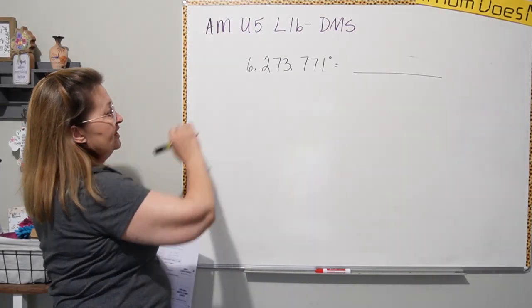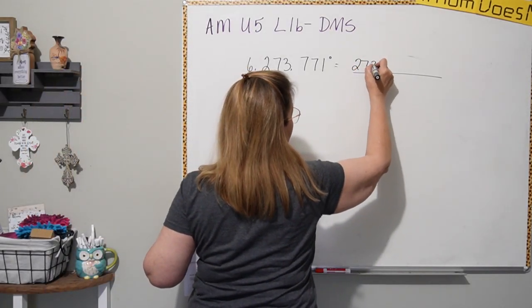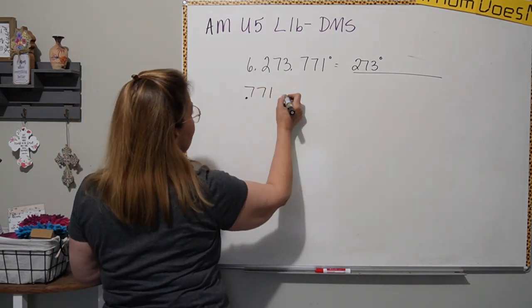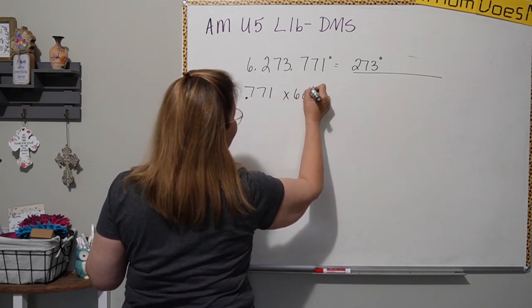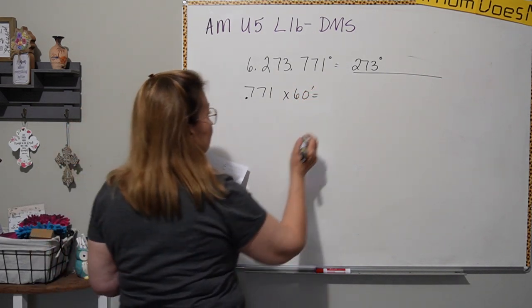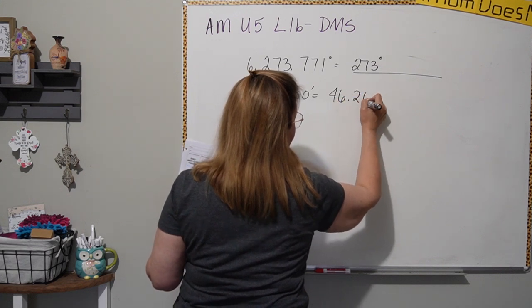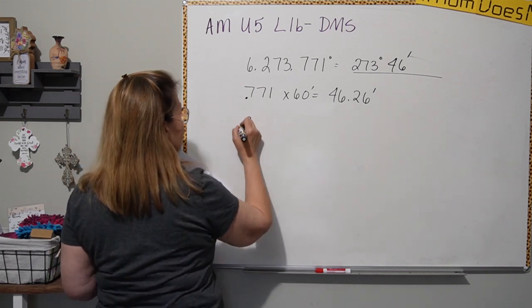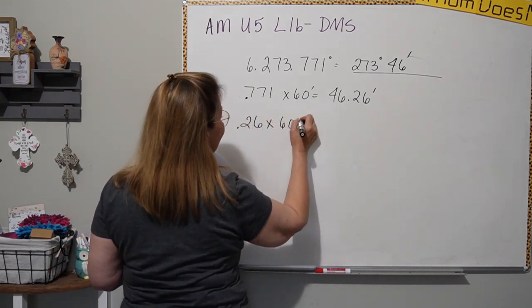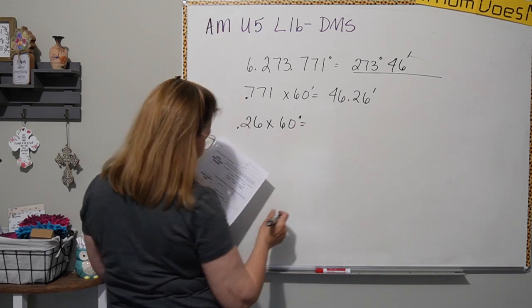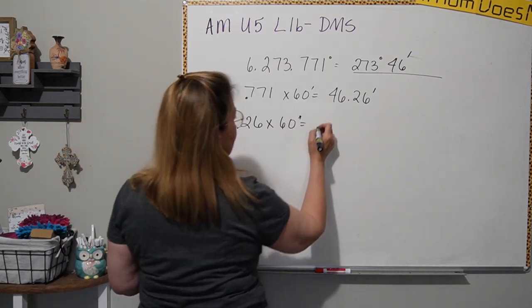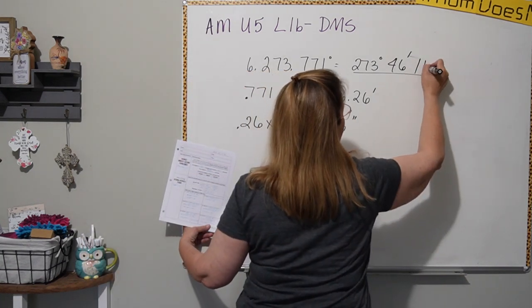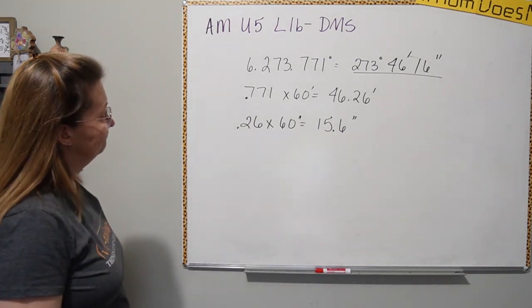And number 6, we're going to take 273. That's our degrees. Now we're going to take 771.771 and we're going to multiply that by 60 minutes, and that's going to give us 46.26 minutes. So we're going to keep the 46. We're going to take the 0.26 minutes and multiply it by 60, which will change it to seconds, and that will get us 15.6 seconds, and we're going to round that up as well to 16 seconds.